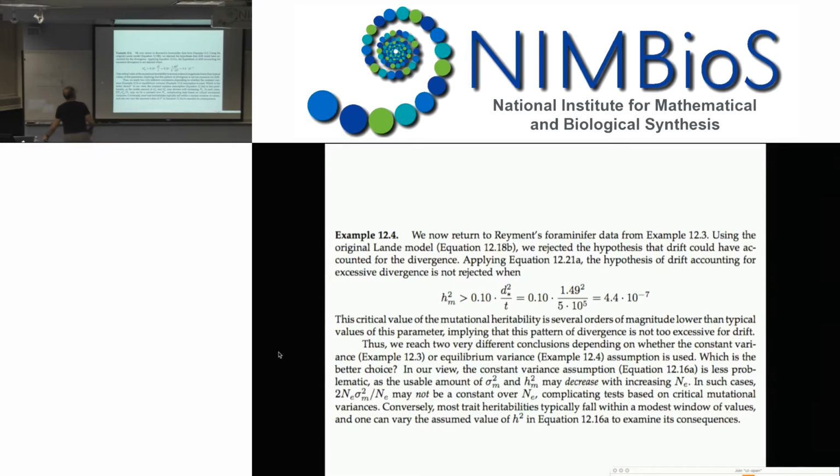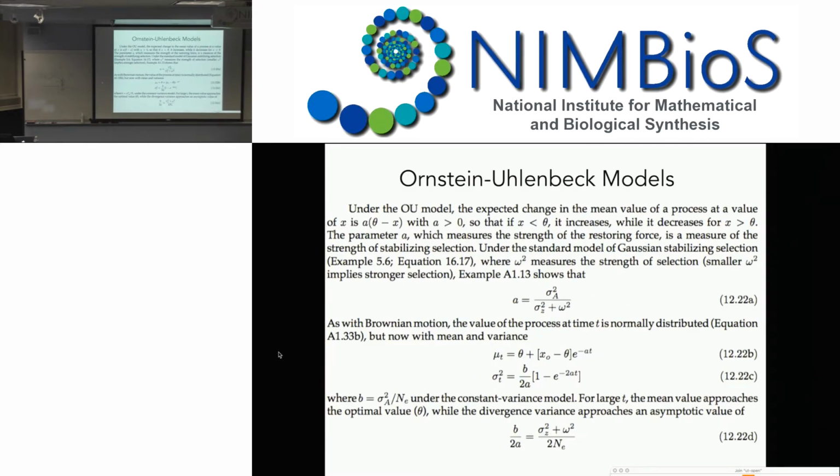So we have these rate-based tests where you either set a critical effective population size or a critical mutational variance or mutational heritability, sort of the same thing. Now, those are tests based upon the incremental model and Brownian motion. So basically, populations diverge by t times some amount over time.